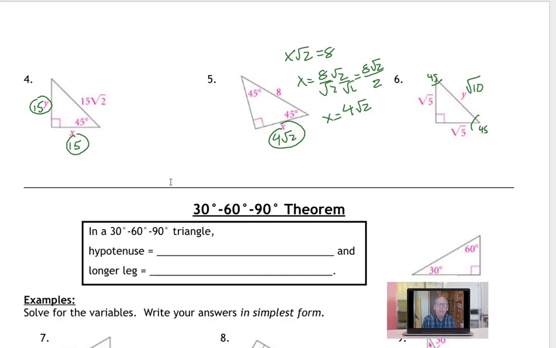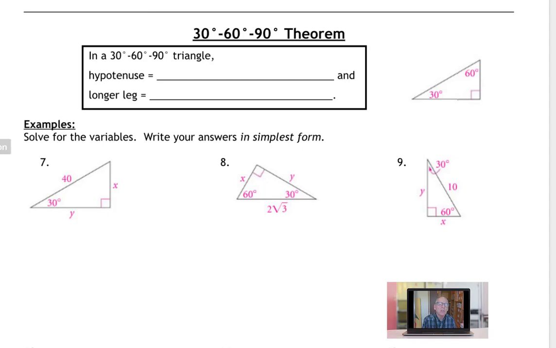So those focus on the 45, 45, 90s. Let's look at the 30, 60, 90s now. So the hypotenuse is twice the shortest side. Shortest leg, say. And the longer leg is root 3 times the shorter leg. So hypotenuse is twice the shorter leg. The middle length side is root 3 times the shortest leg.